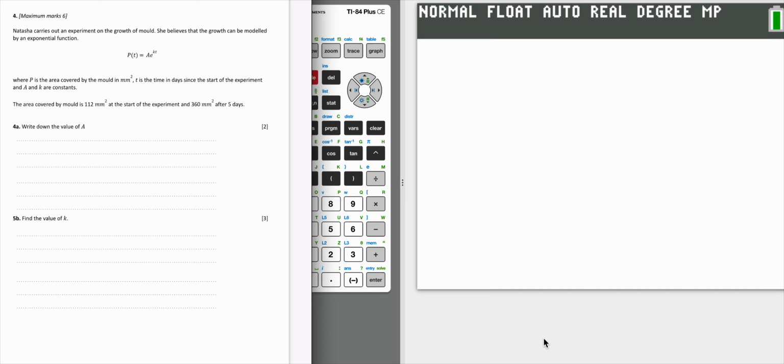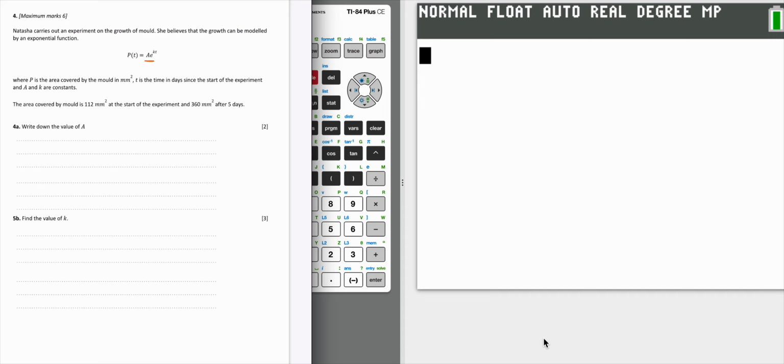This is an exponential function, and we can see that because we've got the e value there in the question. It says that P is the area of mold, so in an experiment, the amount of mold that they're growing, and T is the time in days since the start of the experiment. So we first of all need to work out the value of A.